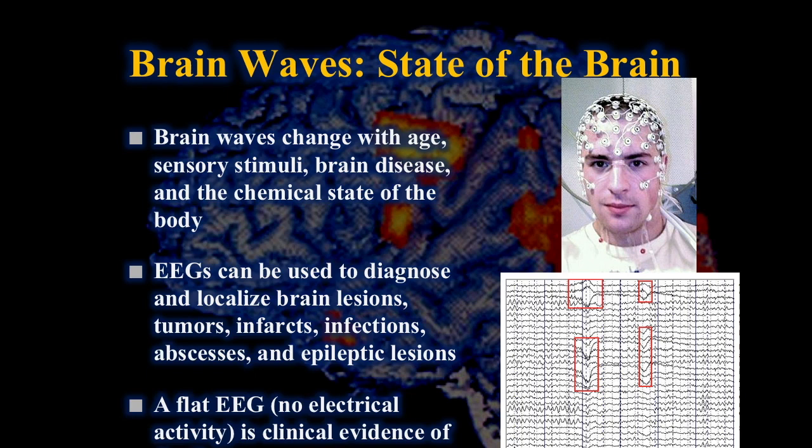Brain waves also change with age. So you saw the theta waves change between children and adults. If we're talking about daydreaming and lack of focus, it kind of makes sense that that happens more in children than adults, right? Sensory stimuli, like opening and closing your eyes, can switch between alpha and beta. Brain disease and the chemical state of the body matter too. So pH changes can change your EEG waves. Certain drugs can change your EEG waves. Okay?